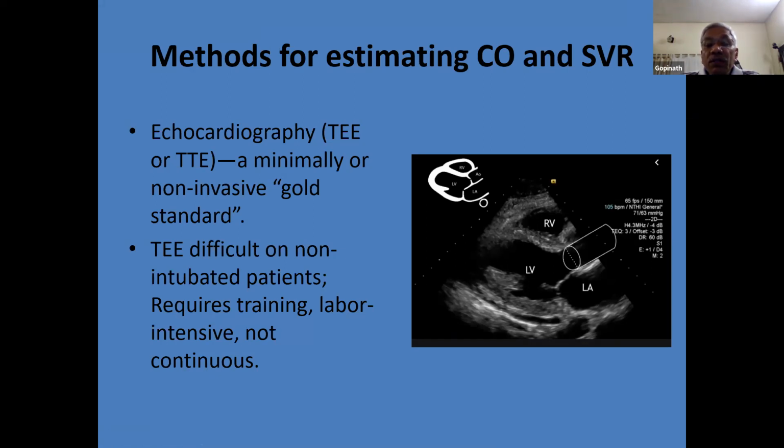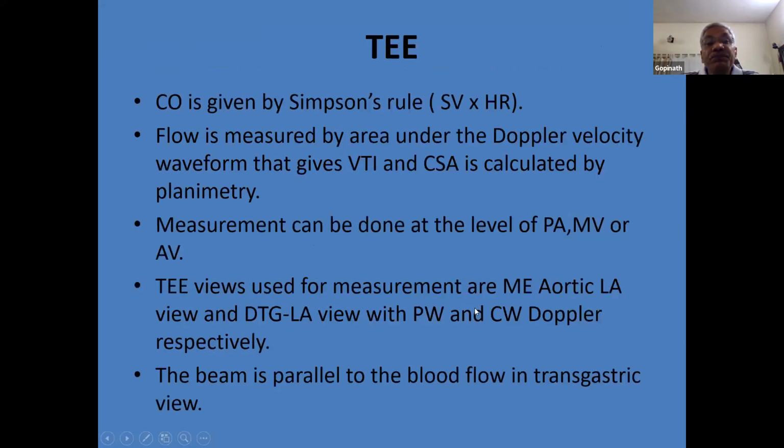So transthoracic, parasternal views, apical views, all of them can be used effectively to get the cross-sectional area of the aorta and the flow across the aortic valve or the pulmonary valve or the mitral valve. So all of them are inputs and outputs across the systemic circulation or the ventricles. So we measure it by Simpson's rule again.